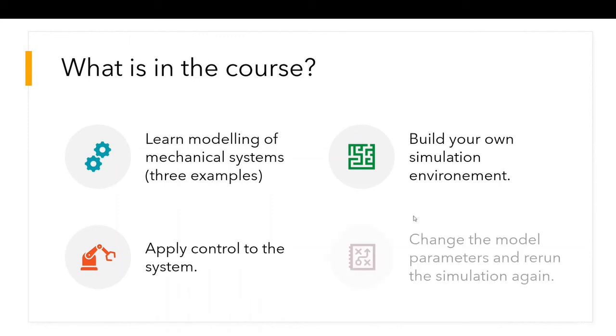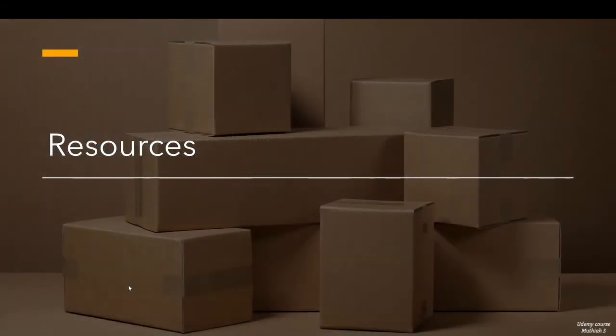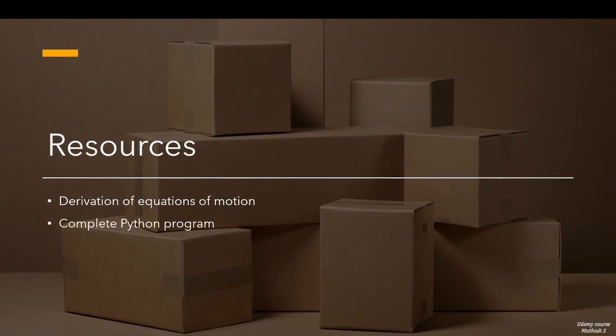You will learn how to change model parameters like spring stiffness, mass and other constants, and simulation parameters like start time, end time, step size, and rerun the simulation and analyze the results. This concept of system modeling and simulation can be applied, expanded, and further analyzed with different simulation parameters and control techniques. All the system equation derivations and Python scripts used throughout this course are made available for you as resources. Additionally, a template with comments is also provided, which you can use to build your own models, simulate them, and apply controls.